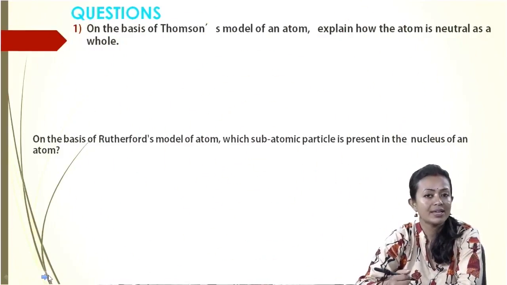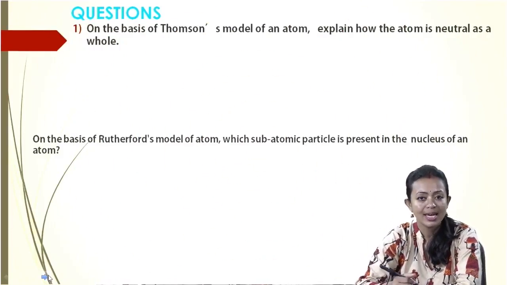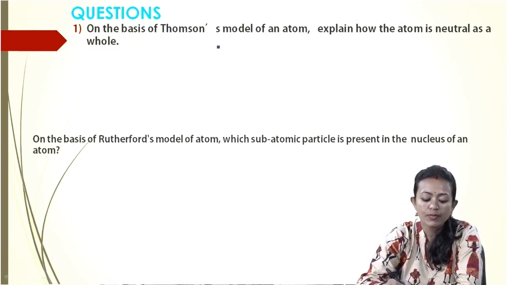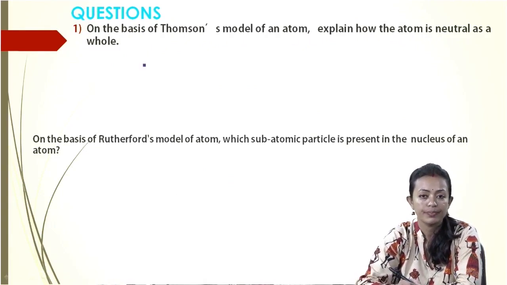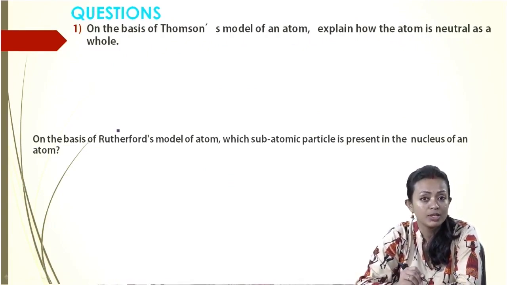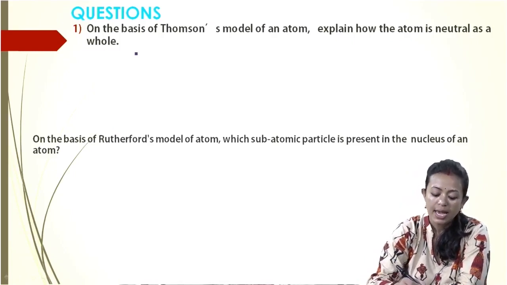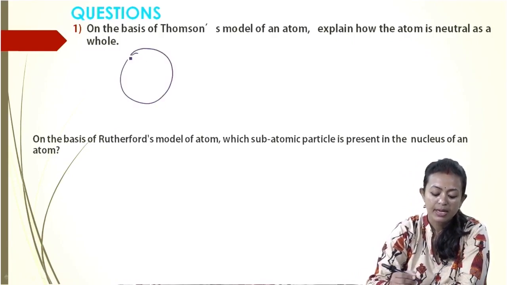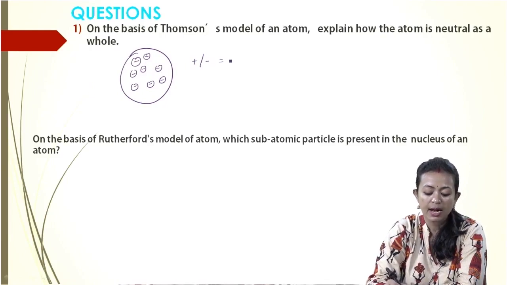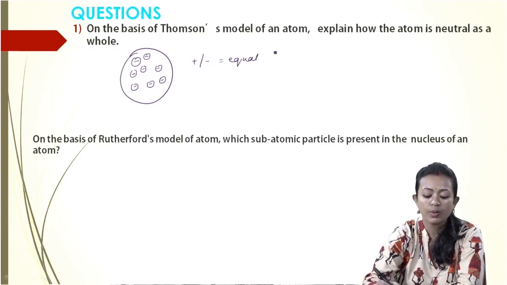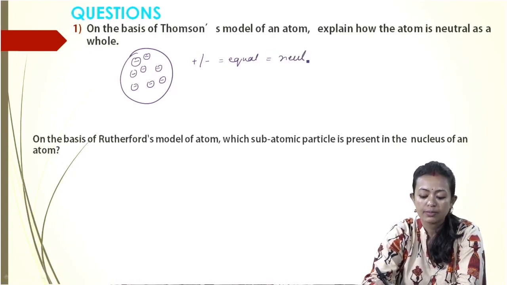Now, on the basis of the understanding that we had done, let us do these questions. On the basis of Thomson's model of an atom, explain how the atom is neutral as a whole. Now, let us recollect what Thomson said about his atomic model. According to Thomson, the atom is a positive mass where there are negative charges embedded on it. And these positive charges and the negative charges are equal. So because they are equal, they are electrically neutral.